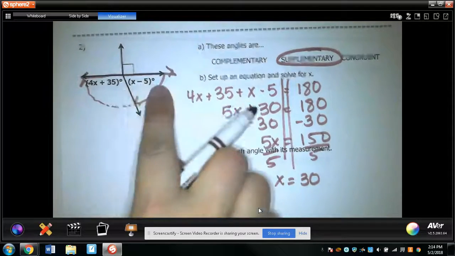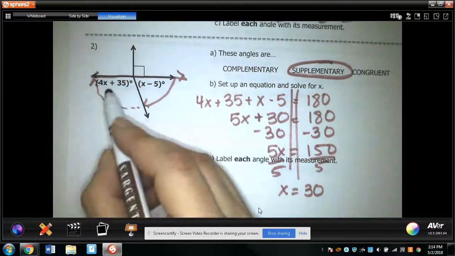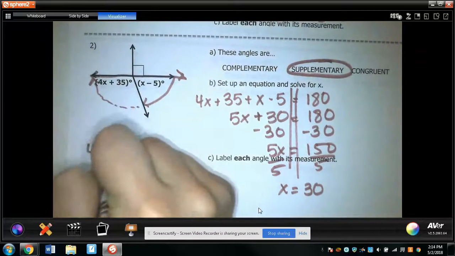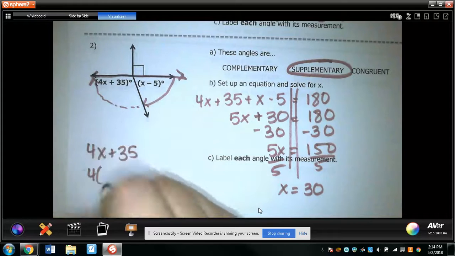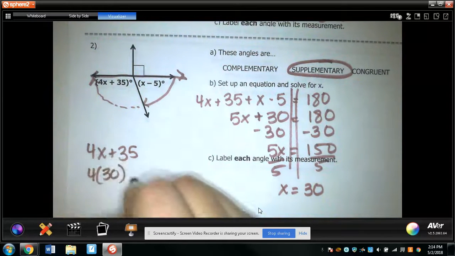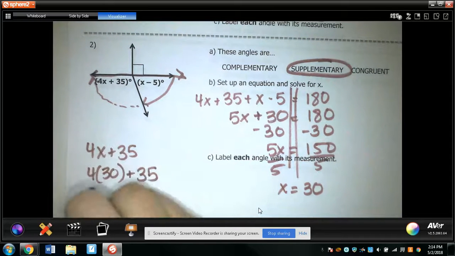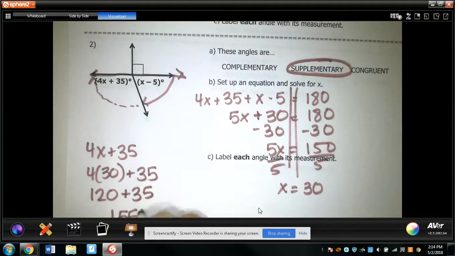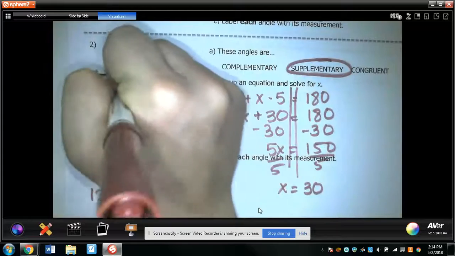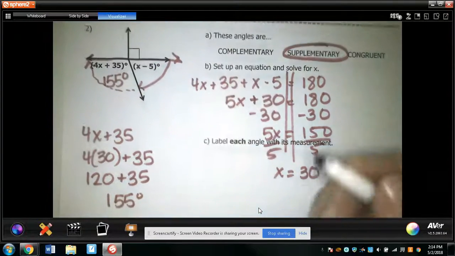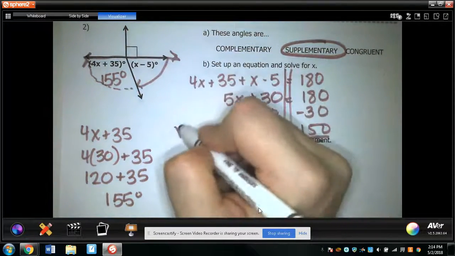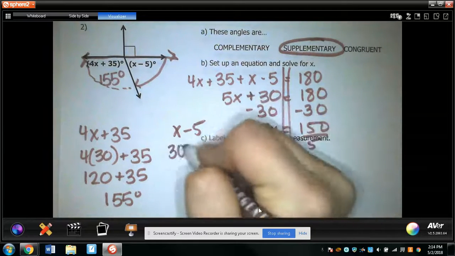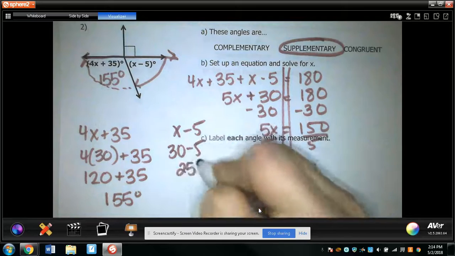So now I have to figure out what these angle measurements are. Now this says 4x plus 35, and I know x is 30. So 4x plus 35 means I have to plug in what I got for x, which was 30, and see what the value is. So I have 120 plus 35, which is 155 degrees. So that means that this one must be 155 degrees. This angle is x minus 5. And if I plug in what I got for x, which is 30, then it's 30 minus 5, which is 25 degrees.